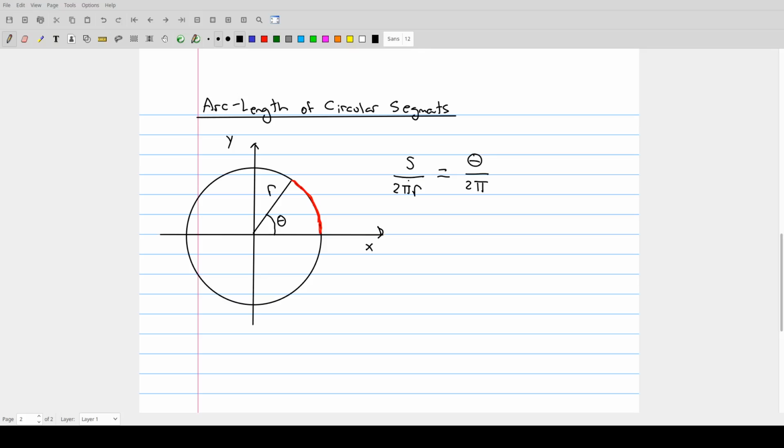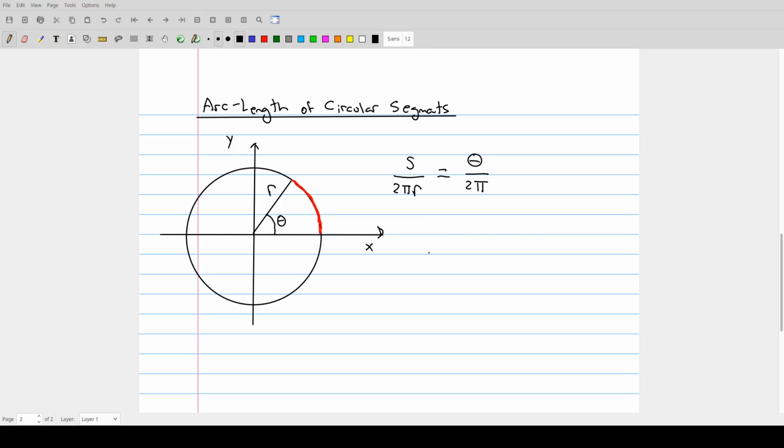This is saying that the ratio of the length of this to the length of the entire circle, the circumference of the entire circle, this ratio has to be equal to the angle over the angle around the entire circle. Or these two values have to be proportional to one another. So you can prove this using geometry, or you can prove it more generally using Calculus 2, which is something that I typically do in my Calculus 2 course.